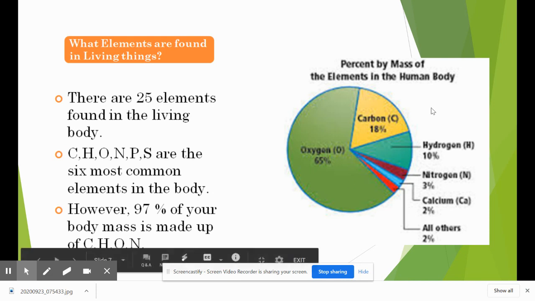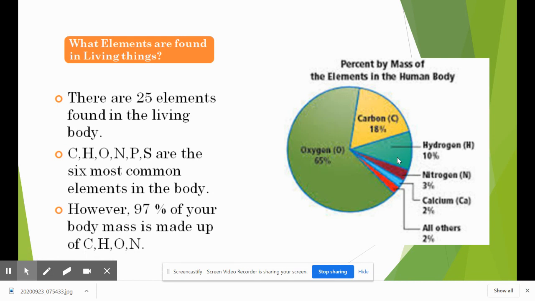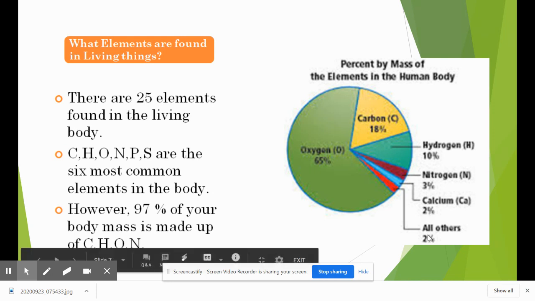Look at the graph here. Oxygen makes up 65% of our body. Carbon is 18%, hydrogen is 10%, nitrogen is 3%, calcium 2%, and all the other elements not specified anymore is 2%.